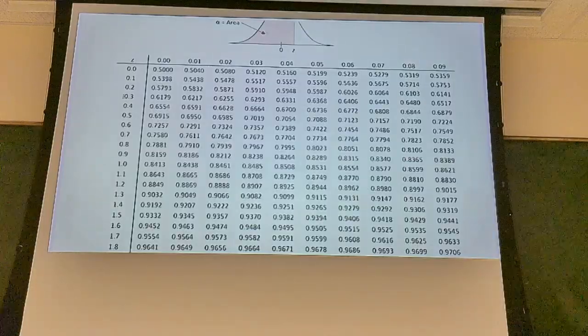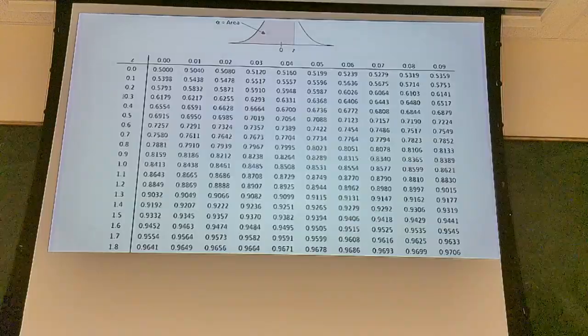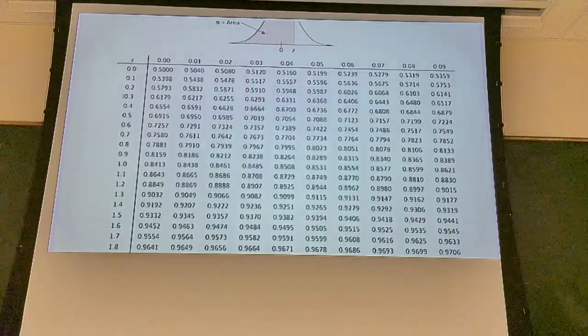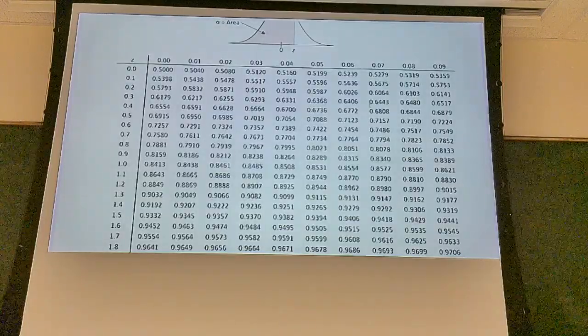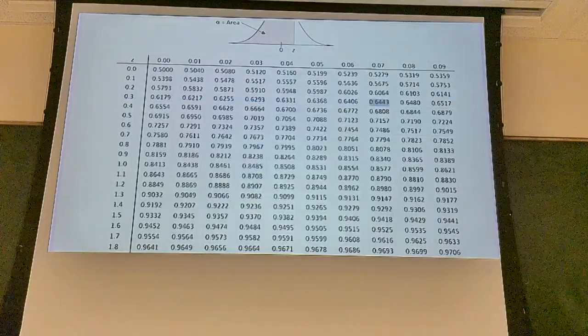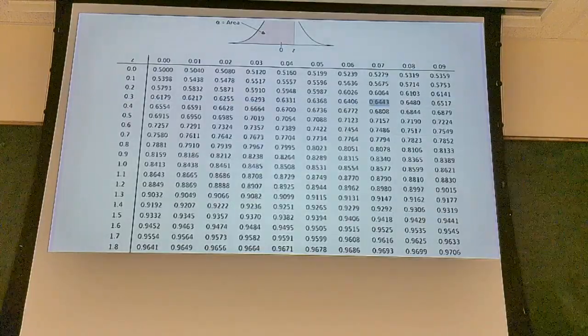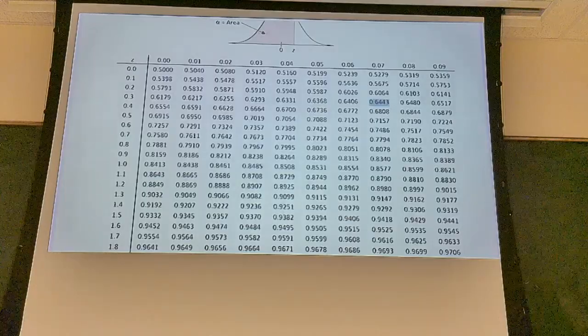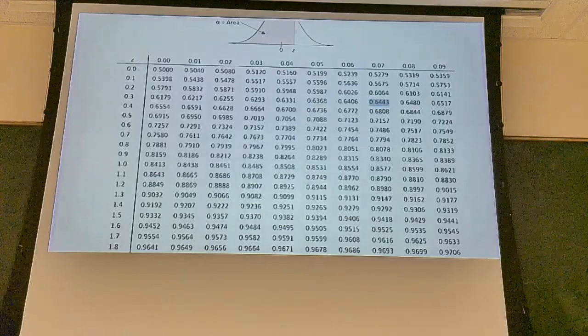Now look for the column of 0.07. That would give you 0.37. There's your probability: 0.6443.